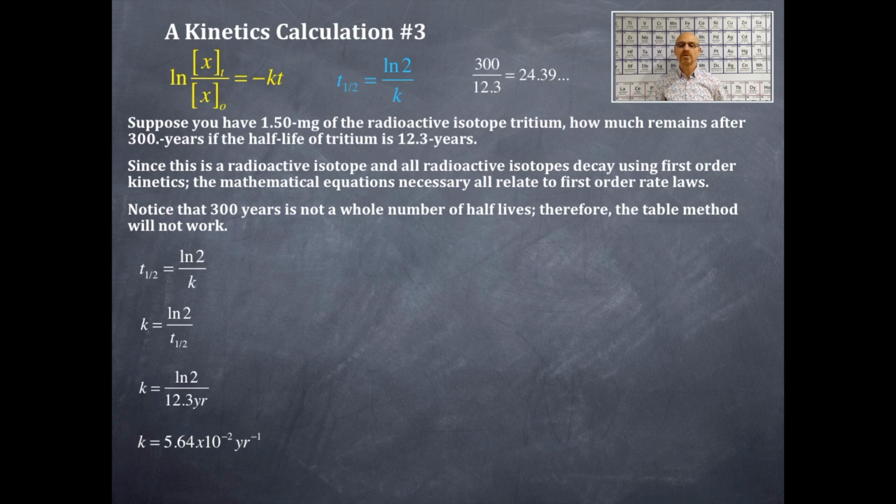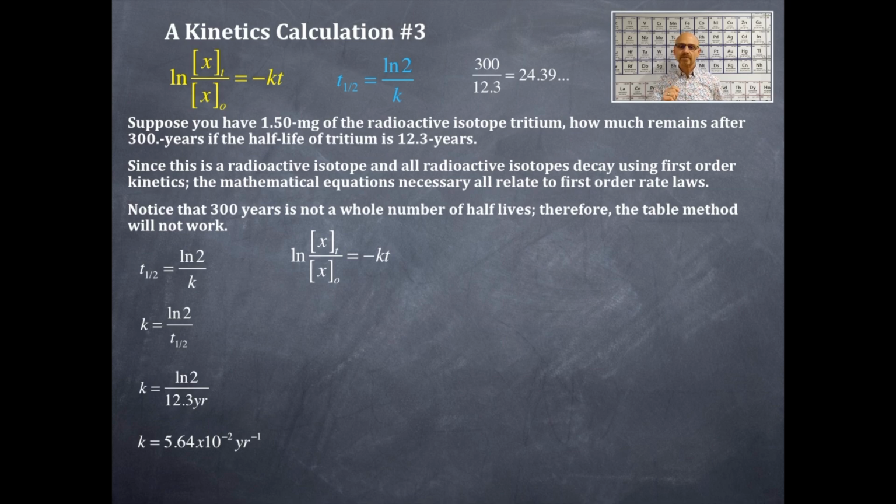Now we're going to use the integrated first-order rate law. I have k, the rate constant, and I have the total amount of time, 300 years. Are the rate constant and the total time in the same units of time? Yes, years in this case. One is per year, one is in years, so they're going to cancel out, and that's okay.